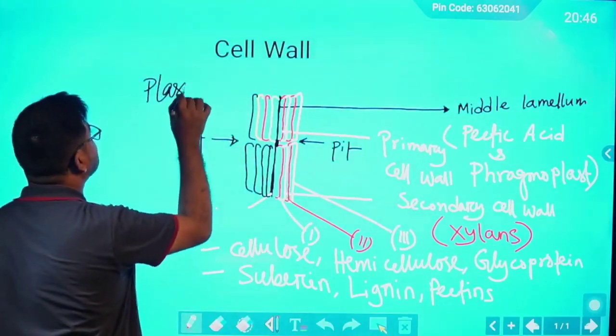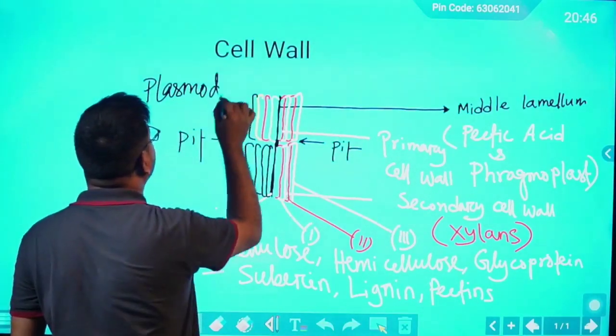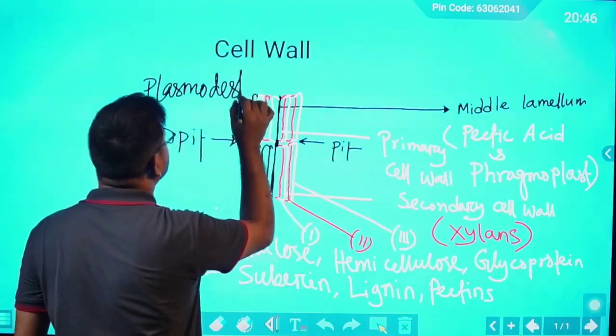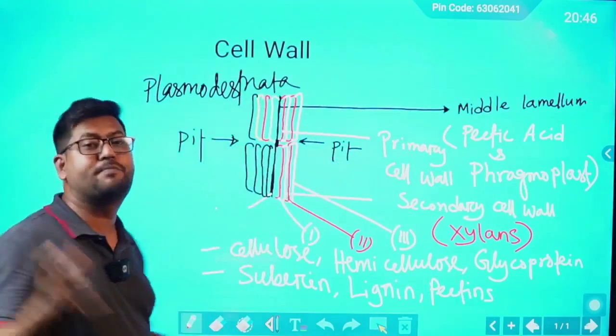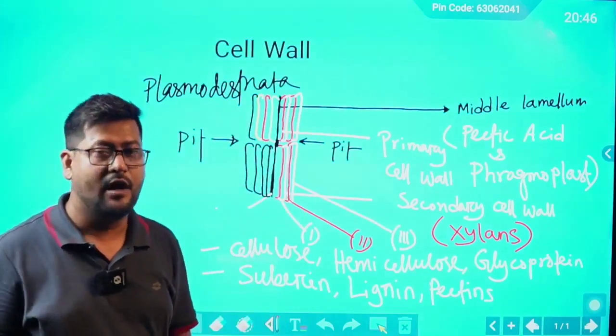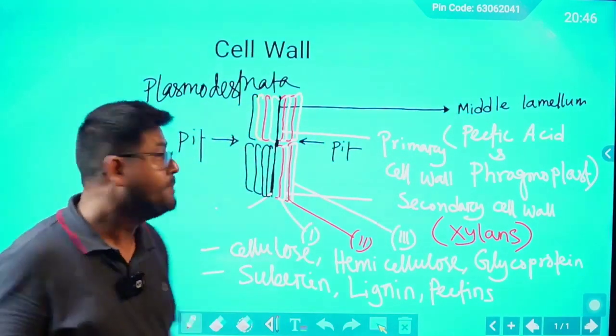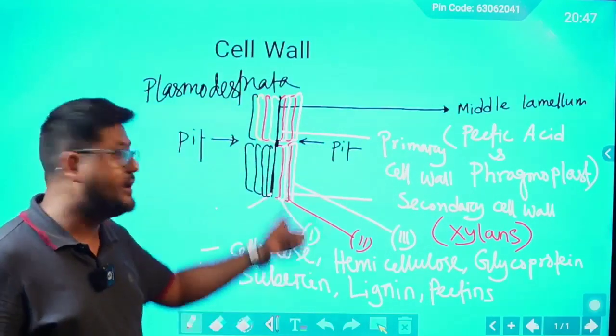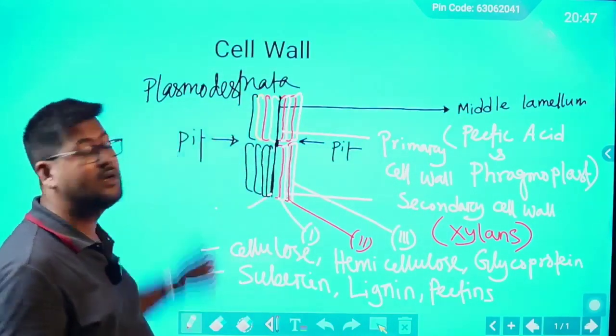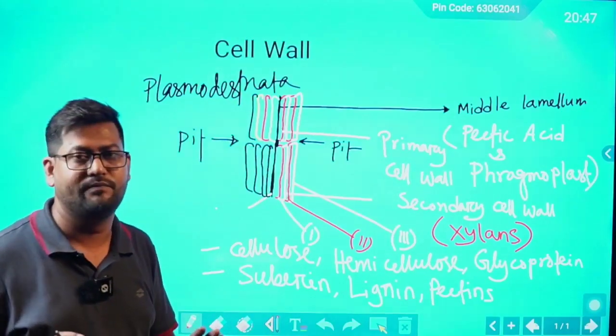So my dear students, plasmodesmata in a plant cell happens due to the presence of an adjacent pit pair. Otherwise you can never observe this kind of pit pair. When it is adjacent, only at that time can plasmodesmata form.